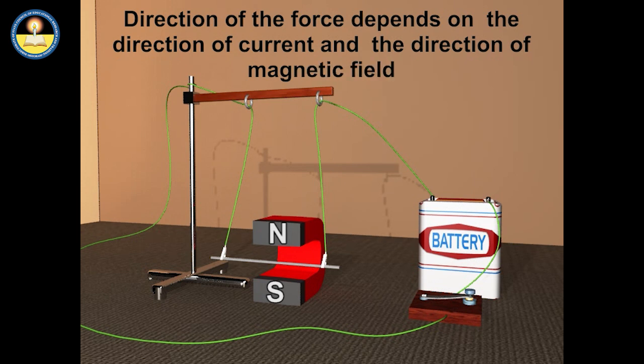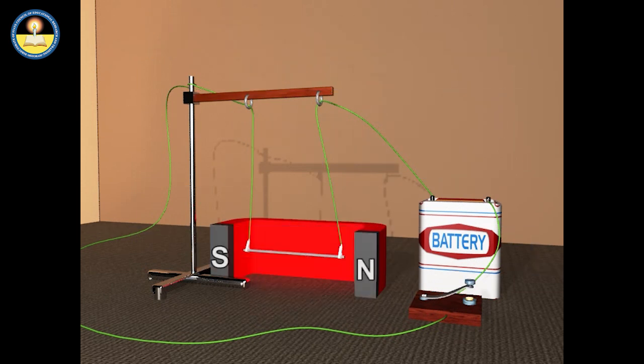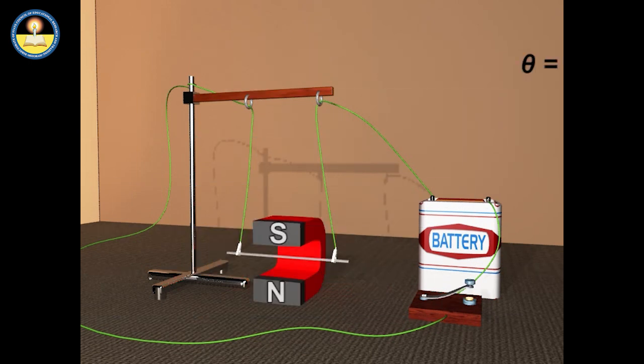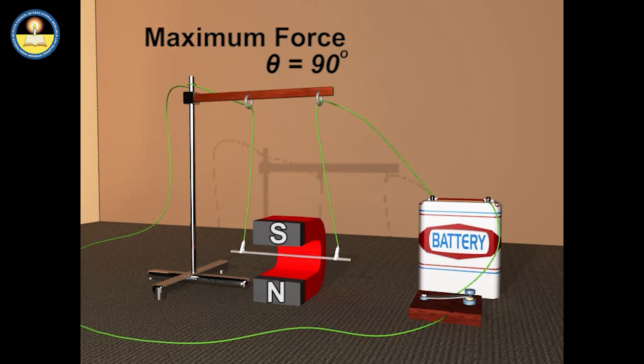It can be observed that when the linear current carrying conductor is placed parallel or anti-parallel to the direction of magnetic field, that is, the current through the conductor is either in the direction of the magnetic field or in the opposite direction of the field, in both the situations, the conductor experiences no force. But if conductor is placed perpendicular to the direction of magnetic field, it experiences maximum force.